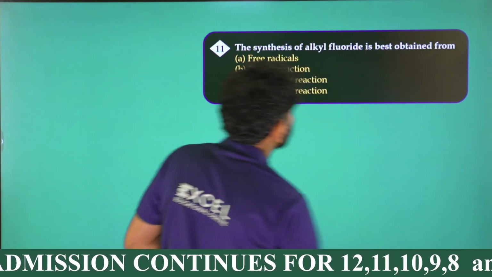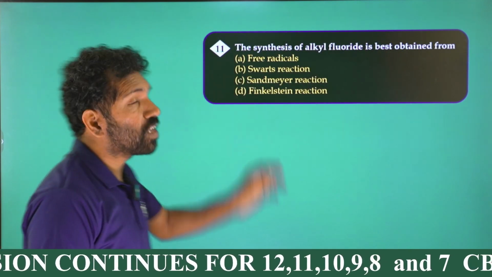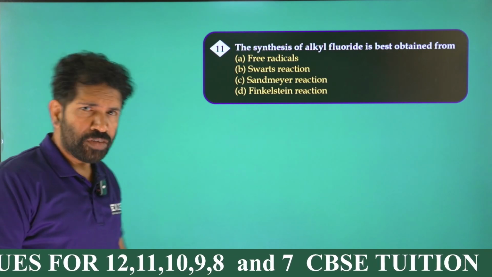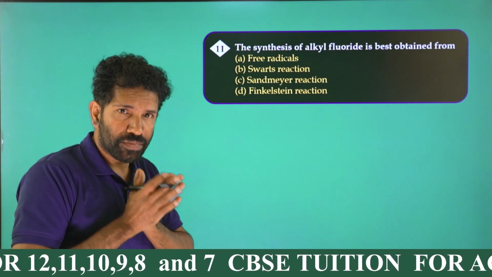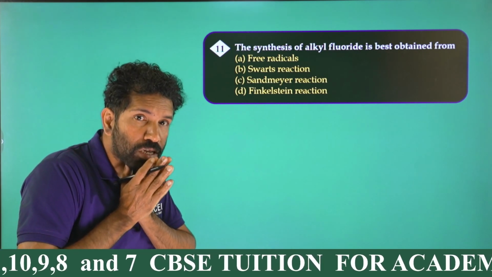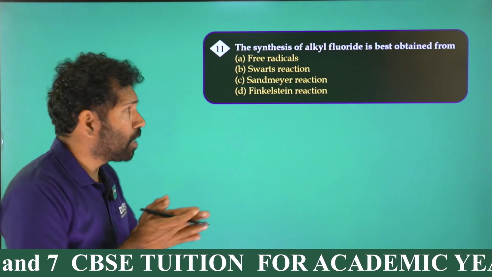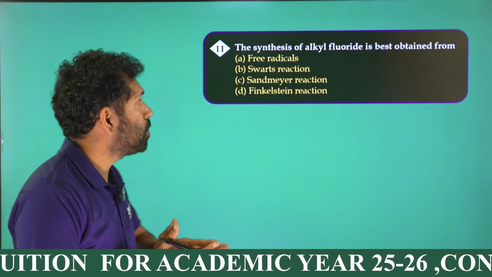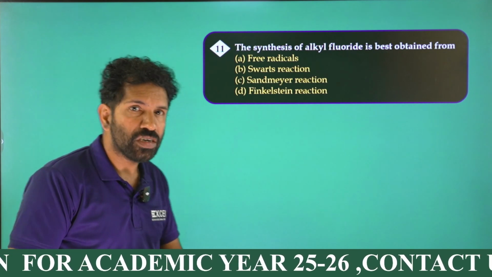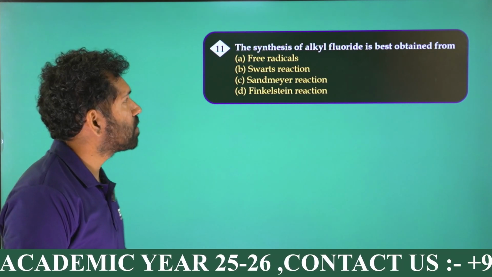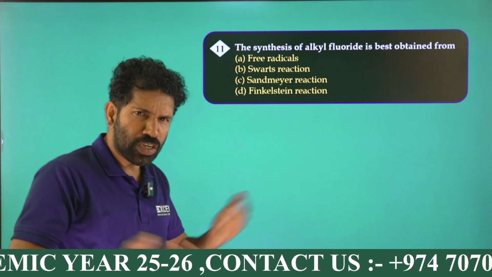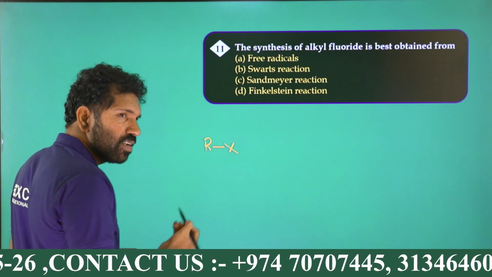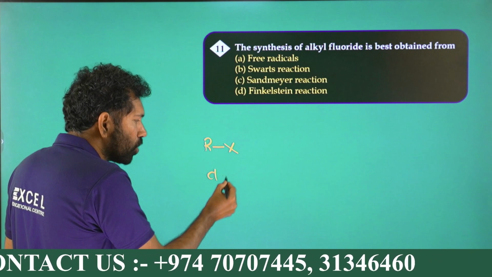Next one we are talking. The synthesis of alkyl fluoride is best obtained from. We studied so many methods. We can prepare aryl fluoride using diazonium salt. We can prepare alkyl fluoride using a particular reaction. Can you name the reaction? That is the Swarts reaction. What is the Swarts reaction? Yes, you have an alkyl halide here. That halogen can be chlorine or bromine.